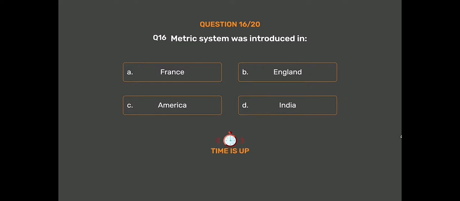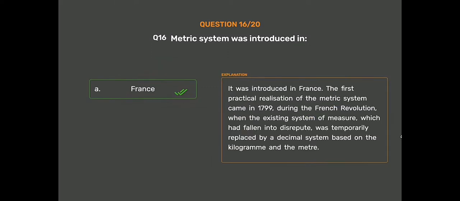The correct answer is option A. France. It was introduced in France. The first practical realization of the metric system came in 1799, during the French Revolution, when the existing system of measure, which had fallen into disrepute, was temporarily replaced by a decimal system based on the kilogram and the meter.